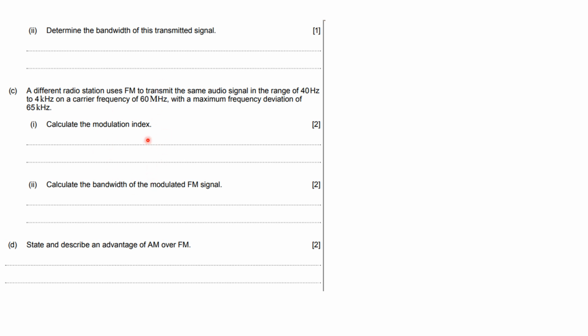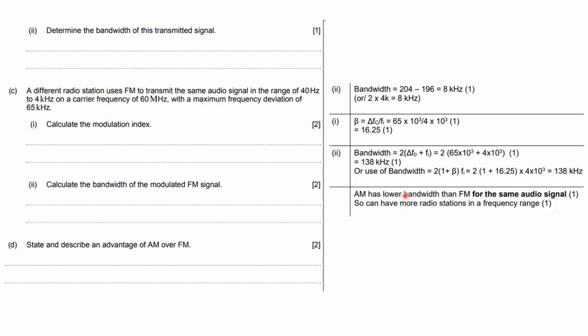Dead easy. The advantage of AM over FM, there's not many. The main one would be it's got a lower bandwidth, so you can get more stations on the entire band. Whereas FM, because the bandwidth is a lot higher, you don't get as many stations on that band, or stations in that frequency range.